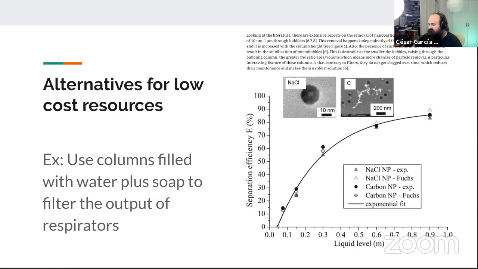If you don't have filters, the output of the ventilator could be filled with viruses in aerosol, so they could be dangerous. So there are solutions like passing the air through a column of water. And after doing some research, it seems that after 1 meter, it eliminates most of the viruses.